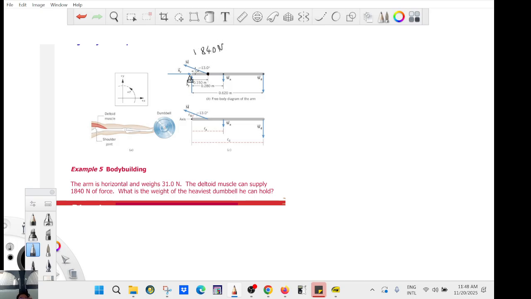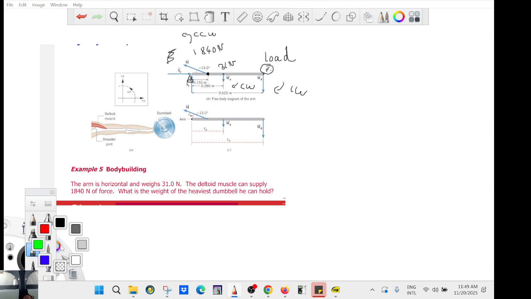The angle is 13 degrees. And then here you have the mass, the weight of your arm. And here you have your load. This is your load. Okay, so this one wants to do clockwise. This one wants to do clockwise. About here, this one wants to do counterclockwise. It's pulling this way.